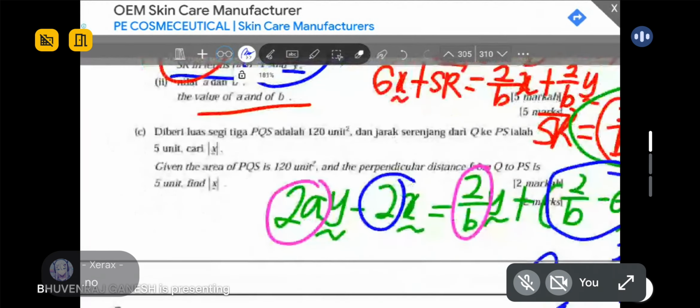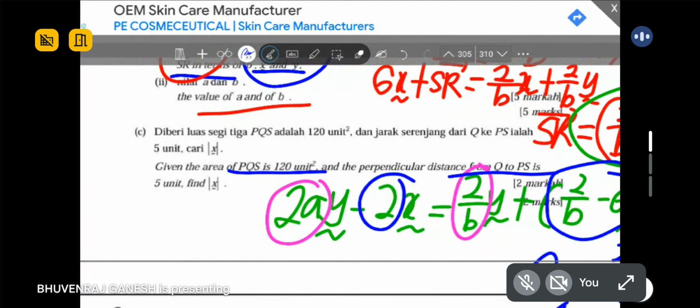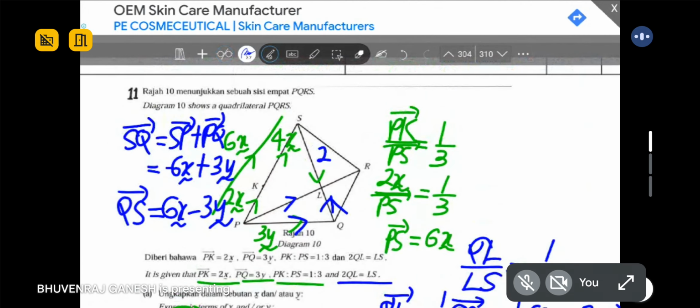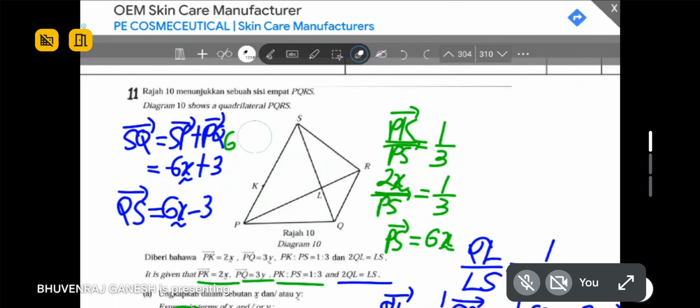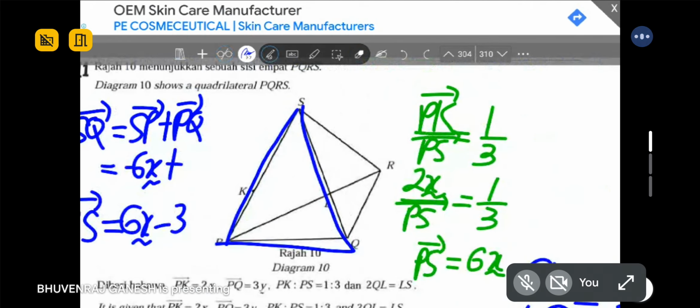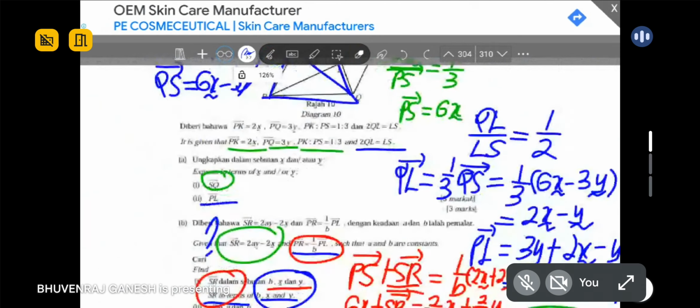Last one for section B. Okay, they tell you PQS area is 120. So 120 and the perpendicular distance is 5. Okay, so you need to focus on PQS. Okay, let me write first. So you see PQS, this one. They say perpendicular distance, jarak serenjang Q to PS. Jarak serenjang means this one, guys. They tell you this one is 5. So they want you to find this one. So the concept is area of triangle, guys.